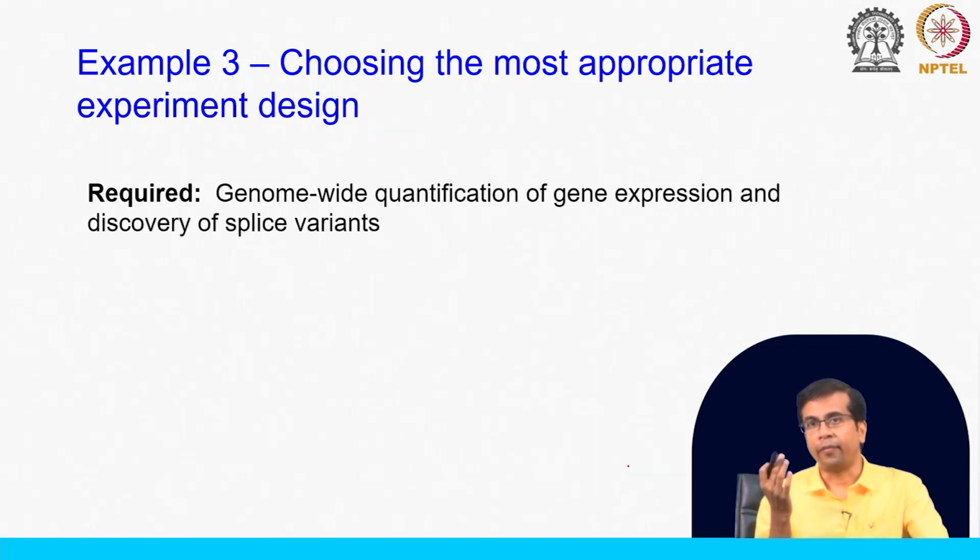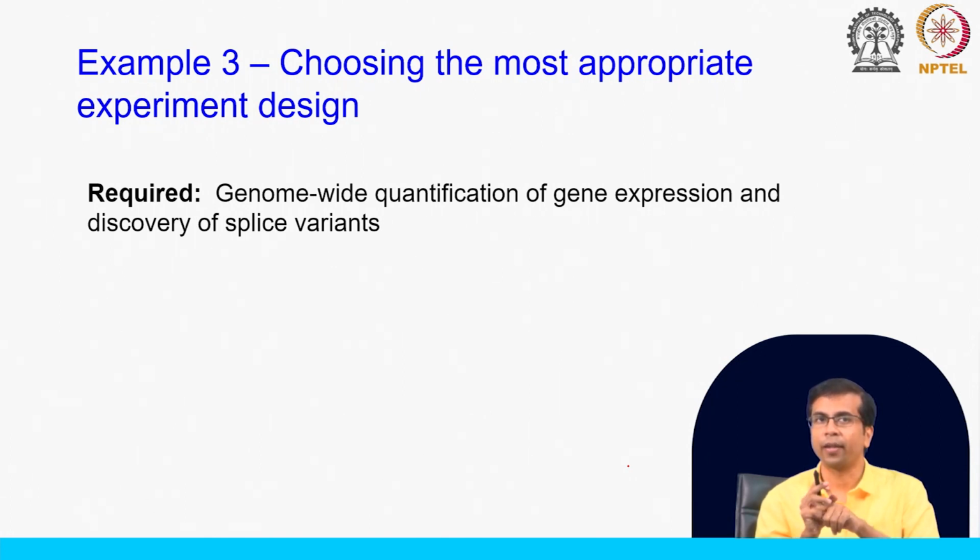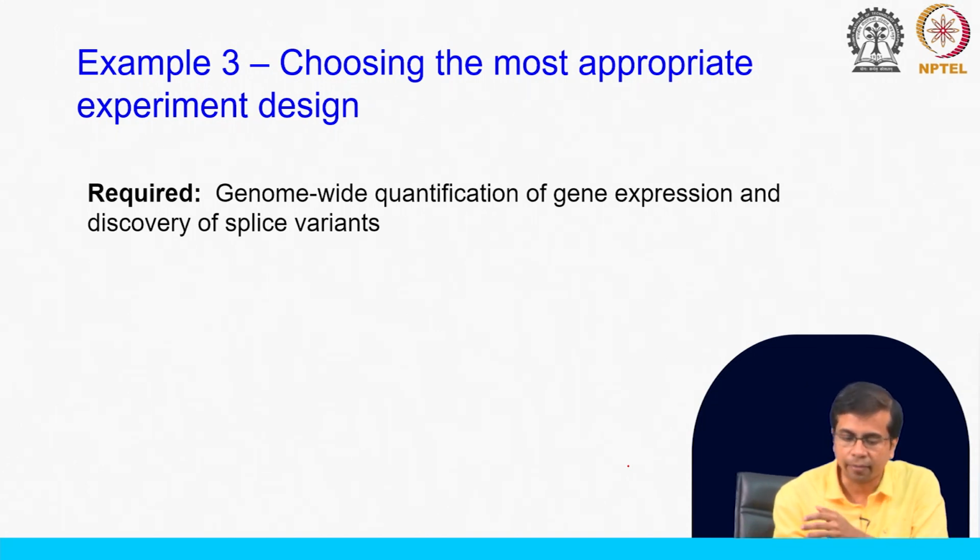Okay, so, the third and final example. Here we want to do genome wide quantification of gene expression and we want to discover splice variants. This is a very interesting example. Let us say we are working with a species which has around 5000 genes, and we want to measure the expression level of all these genes, and also we want to look at splice variants. So, you understand what splice variants are.